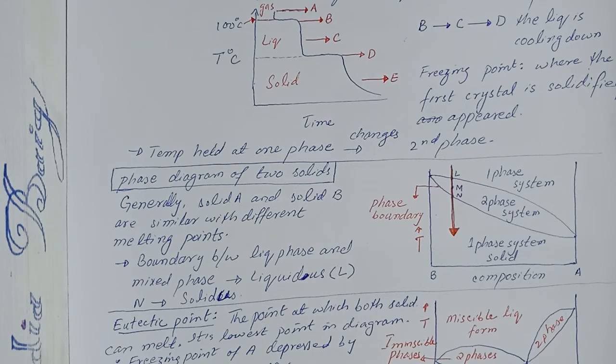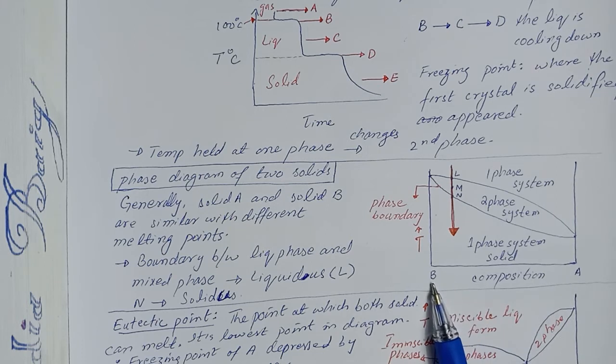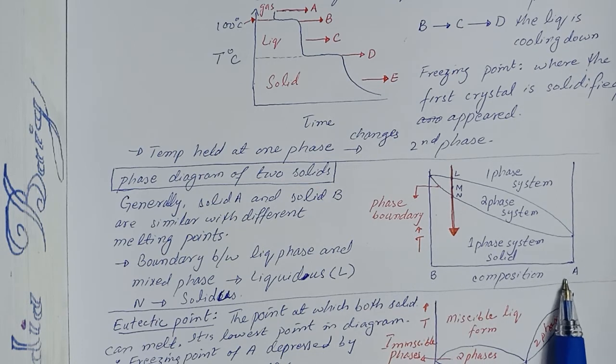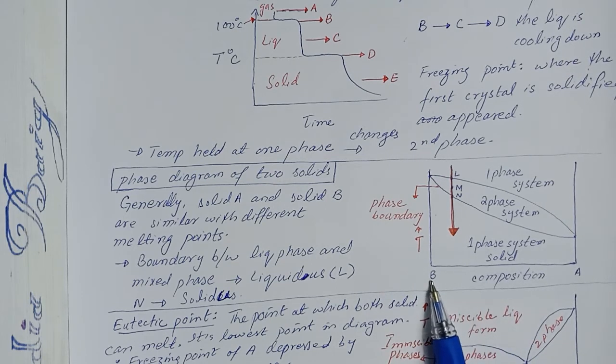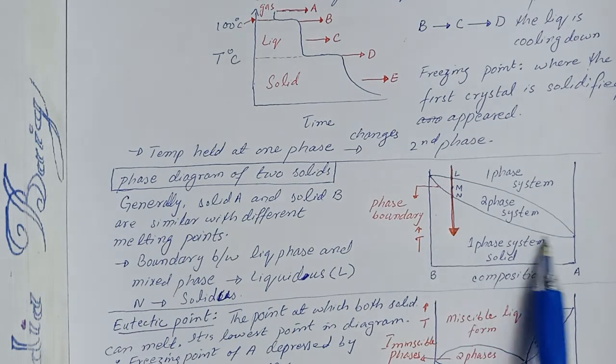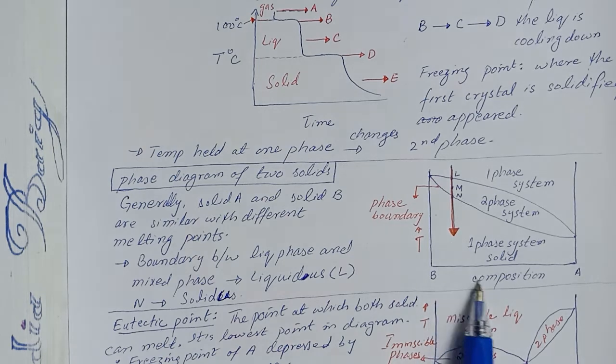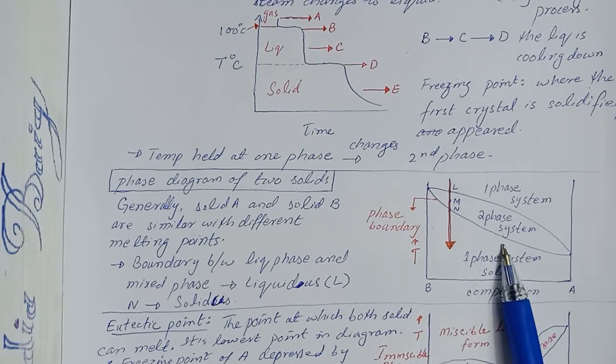Now let's check out the phase diagrams of the two solids. Here we have solid A and solid B, and the composition of solid B increases while moving away from A, and the composition of A increases while moving away from B across this horizontal line. And this region is known as the one phase region, where the two compositions exist in solid phase.